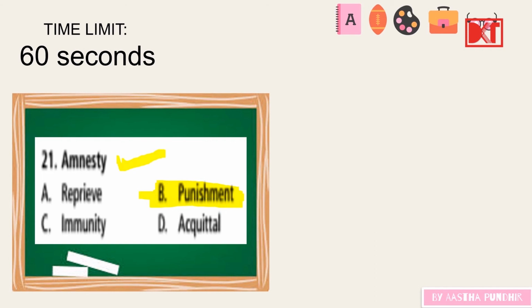Then we have reprieve. Reprieve is also pardoning someone, freeing someone. That's reprieve, immunity, acquittal. Telling that no, this person has not done this, or giving them forgiveness. That's amnesty, reprieve, immunity, or acquittal, whereas punishment is an antonym.